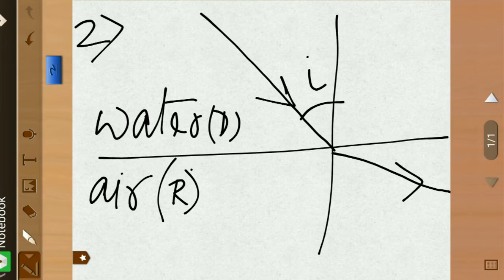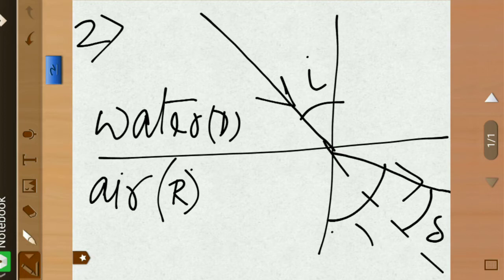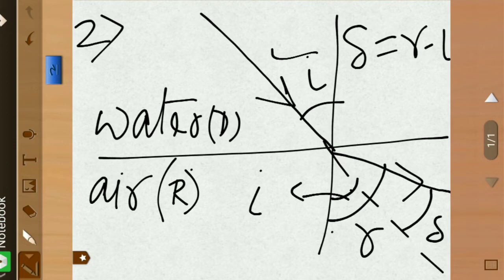And what was the original incident ray path? This is. So how much does it deviate? This much. This value is delta. And what is the value of r, from the normal to the refracted ray? This value is r. And clearly we can say if this is i, so this angle will also be i. So what about the value of delta? Delta equals, we can write, r minus i. Okay, and clearly you can say this r is greater than the angle i. This is the second case.